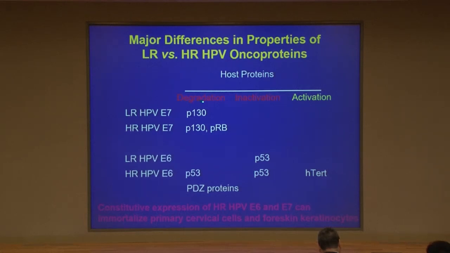If you constitutively express these two oncogenes, you can immortalize primary keratinocytes from foreskin or from cervix. So that's the major difference. Why there's a high risk and there's a low risk, nobody understands, but they exist.